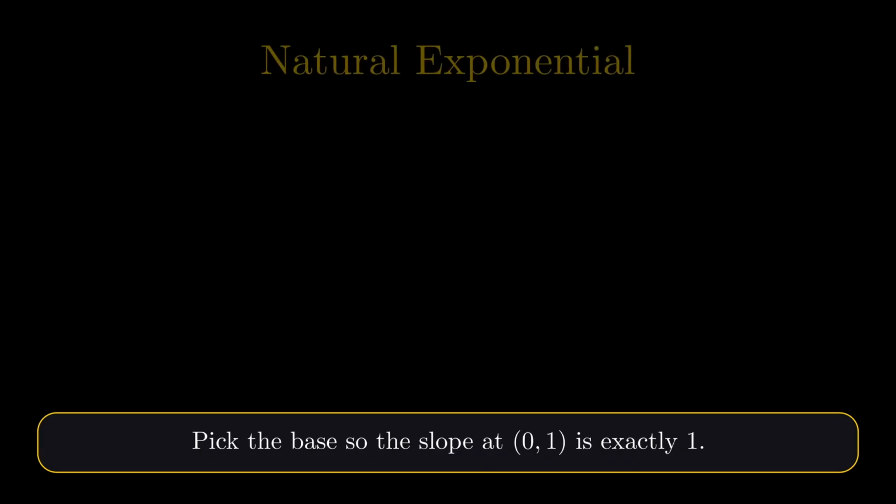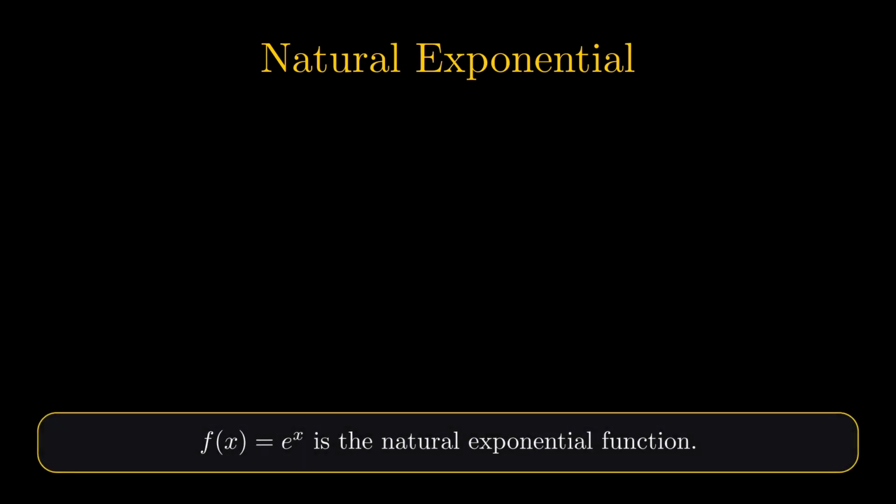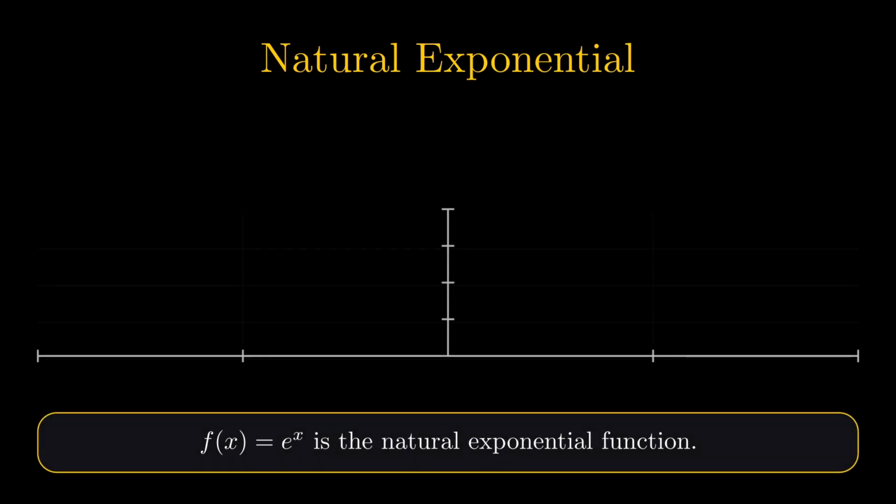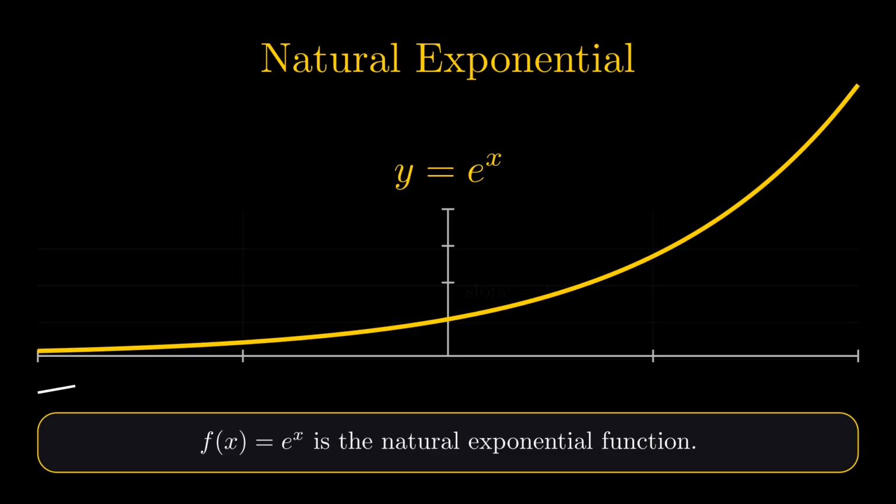This is the natural exponential function, e to the x. At 0, the value is 1, and the tangent slope is also 1. That clean derivative property is what makes e show up everywhere.